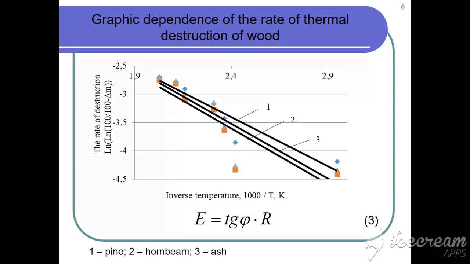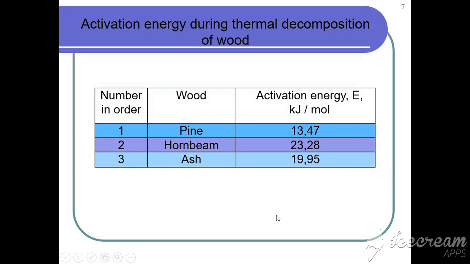The figure shows a graphical dependence of the rate of destruction of wood on the inverse temperature. The value of the activation energy is calculated according to equation 3. As we can see, pyrolysis of hardwood requires more activation energy, and therefore requires greater costs in its thermal modification, namely time and temperature. Thus, the calculation revealed that the thermal decomposition of pine wood requires much less activation energy than the decomposition of hornbeam and ash wood.